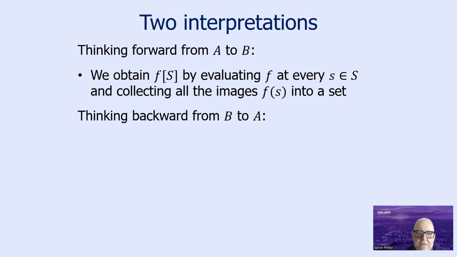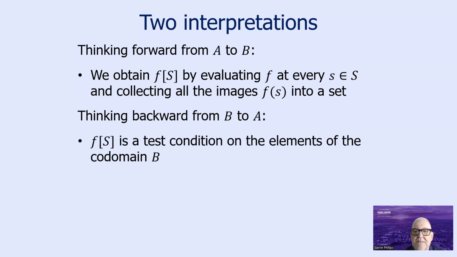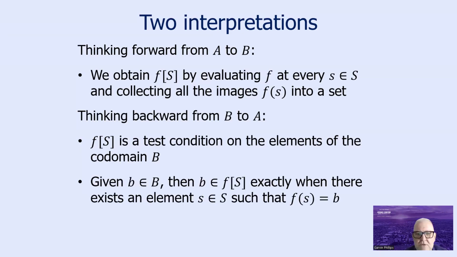Thinking backwards from B to A, this is like a test condition. We can take a look at f of S as a test condition on the elements of the codomain. So we can take a codomain element and say, does this give us an input? And if it does, then we get that. That's easier to work as a test, not as we're testing a particular result. We're not testing all results. That thinking forward works for thinking of all results. So there's different ways to look at it.